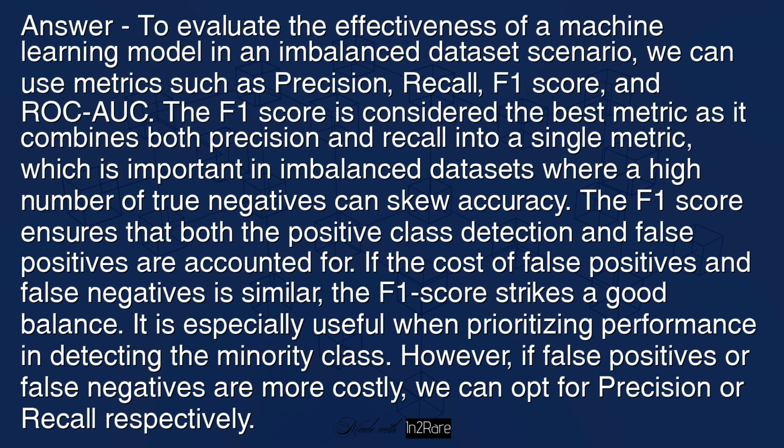The F-score is considered the best metric as it combines both precision and recall into a single metric, which is important in imbalanced datasets where a high number of true negatives can skew accuracy. The F-score ensures that both the positive class detection and false positives are accounted for.